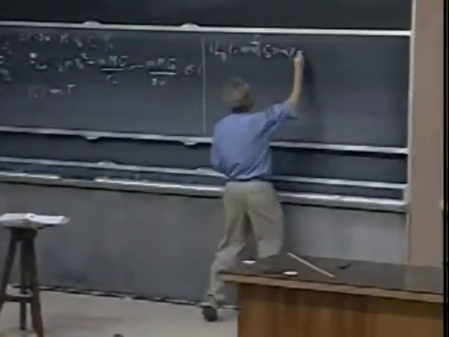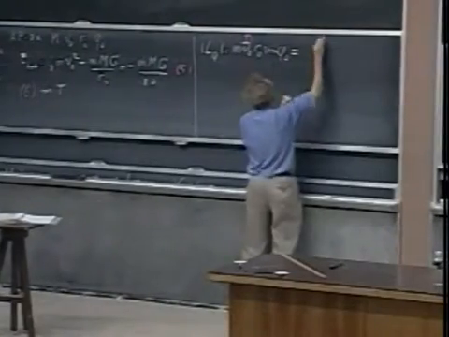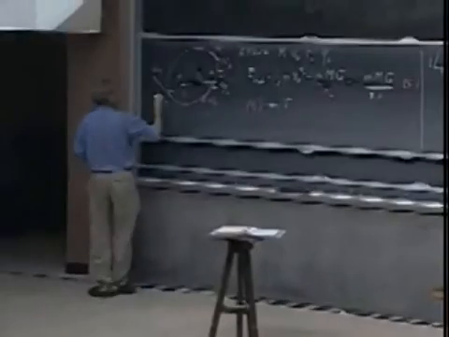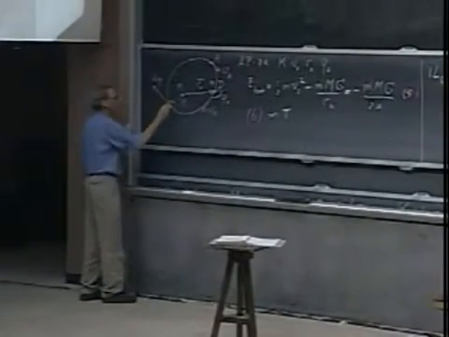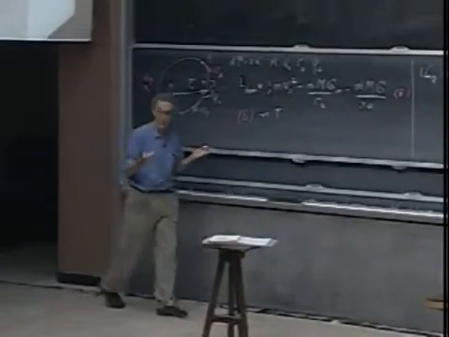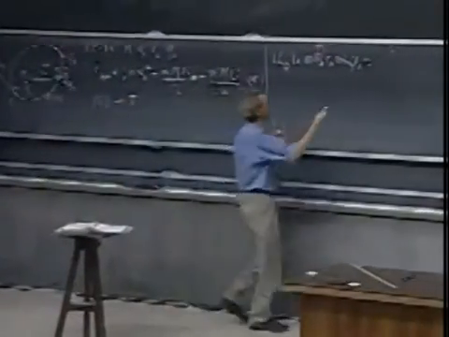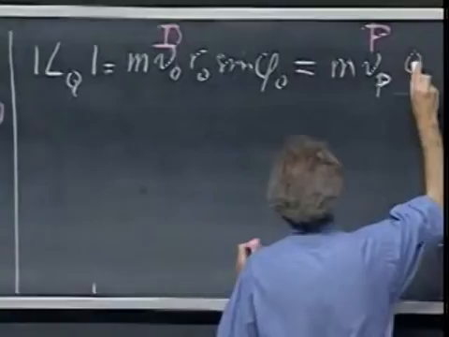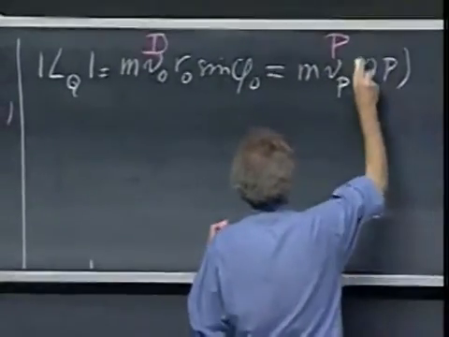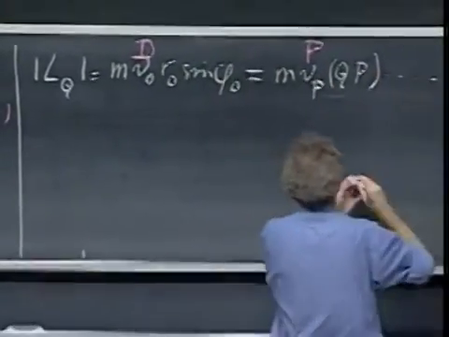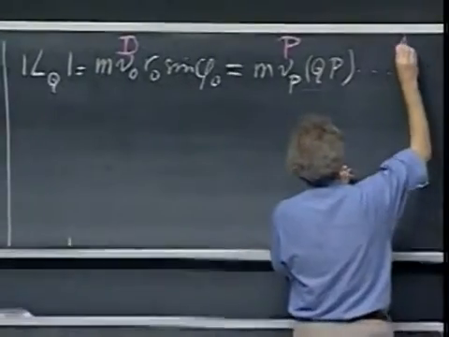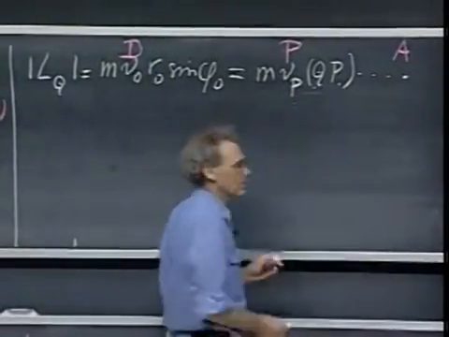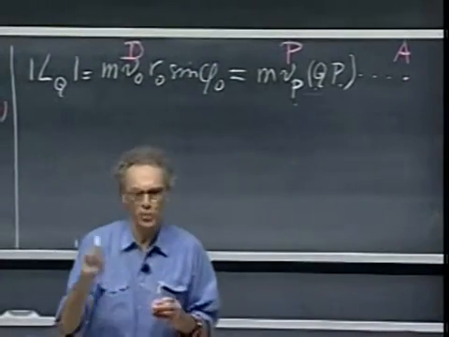What is the situation at point P? Well, at point P, the velocity vector is perpendicular to the line QP. So the sine of that angle is 1. So now I simply get m times v of p times the distance QP. And you can do the same for point A. You can write down m times v of a times QA. I'm not doing that, and you will see shortly why I'm not doing that.